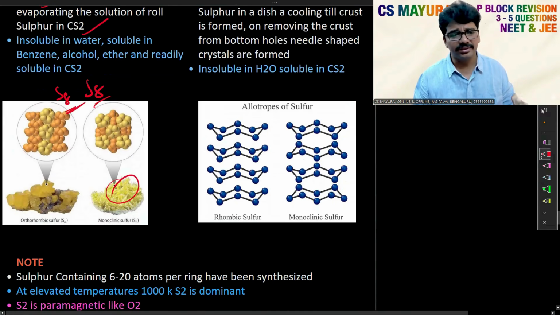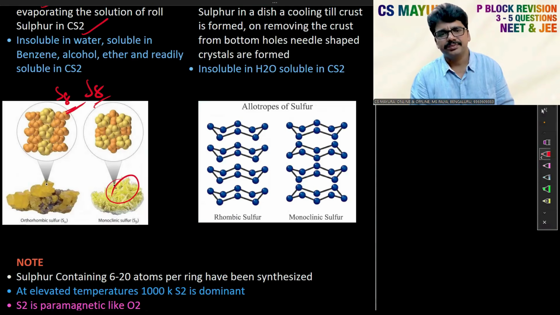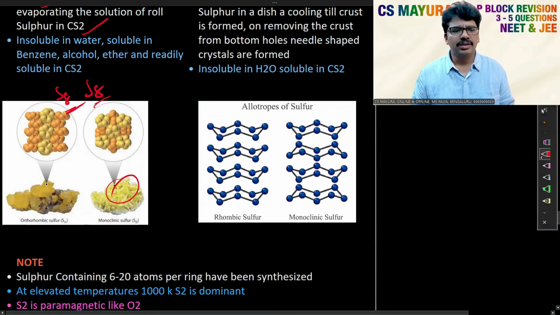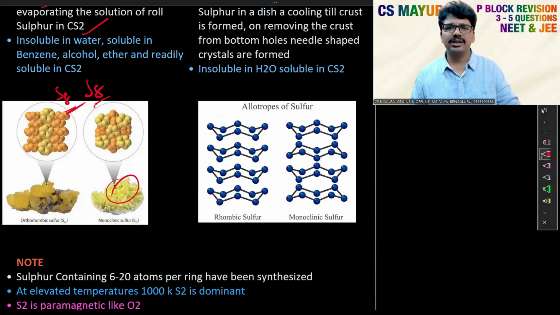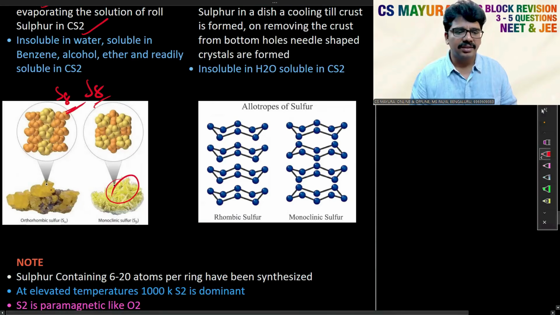So once again, how is this alpha sulfur formed? Dissolve the raw sulfur in carbon disulfide. It is soluble in carbon disulfide but insoluble in water. Allow it to evaporate. After evaporation of the total CS2, the crystals observed in the dish, the crystals observed in the vessel, are alpha sulfur. How is beta sulfur formed?